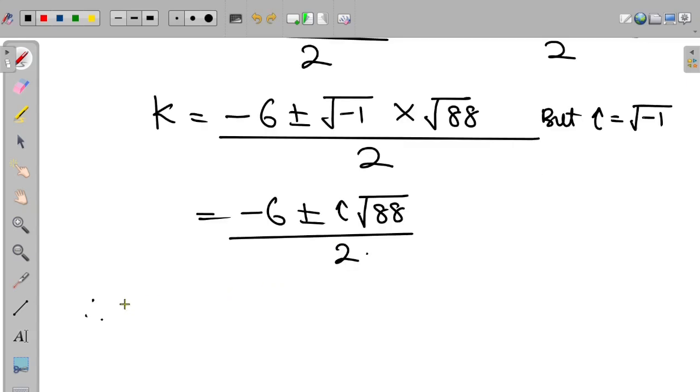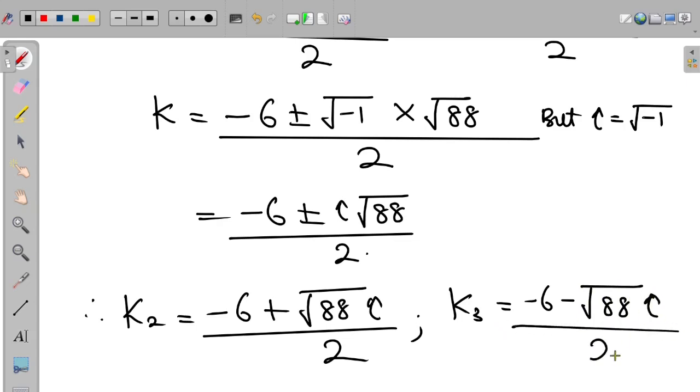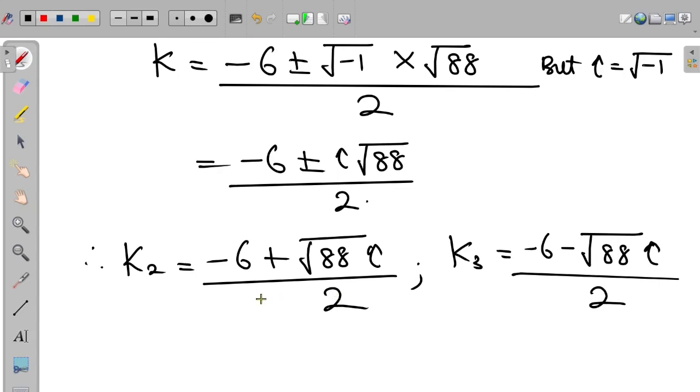Thus, at this point, the second solution we have is minus 6 plus root of 88 multiplied by i divided by 2. And the third solution we have is equal to minus 6 minus root of 88 multiplied by i divided by 2. So the second and the third solutions are imaginary solutions. The only real solution we have is k equal to 5.